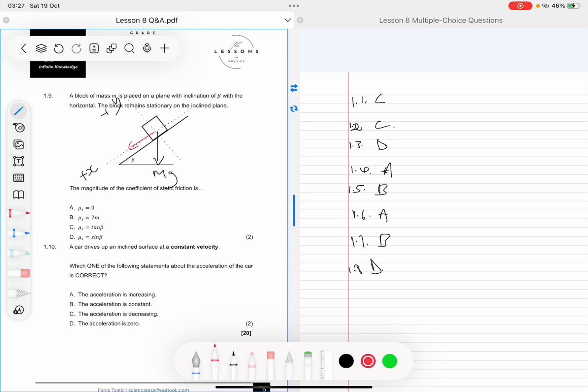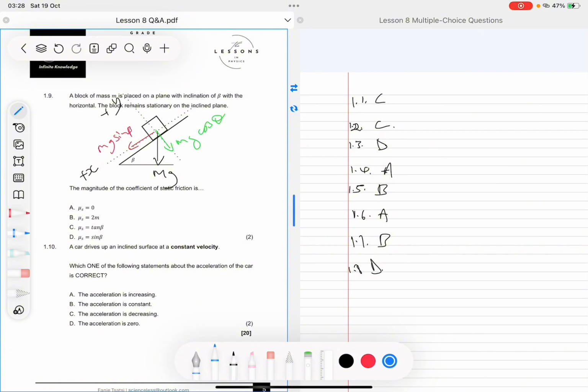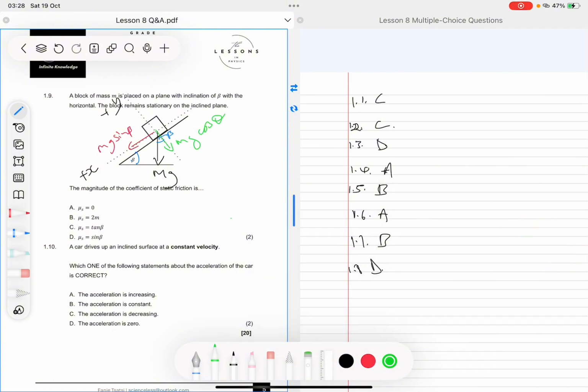sometimes called the parallel component of gravity, is given by mg sine of beta. It will always be like that. And we also said that the y component will be given by mg cos of beta. It will always be like that as well, right? Because we mentioned in the previous lesson 11.7 that the angle of the incline is the same as the angle between the forces, right?